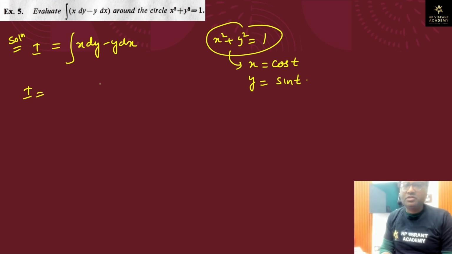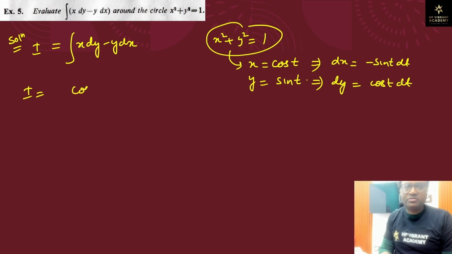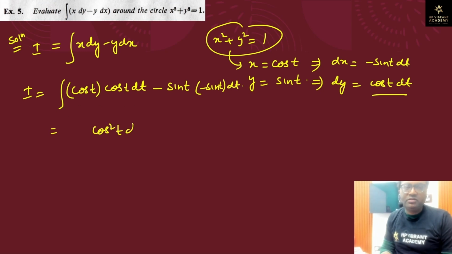Okay, so let us take this as I. So I is equal to, let us place the values. From here x is equal to cos t, so we have dx is equal to minus sin t dt, and from here we have dy as cos t dt. So we have the value of x as cos t into dy, which is cos t dt, and the value of y as sin t into dx, which is minus sin t dt. Okay, so this is equal to ∫ cos² t dt + sin² t dt.